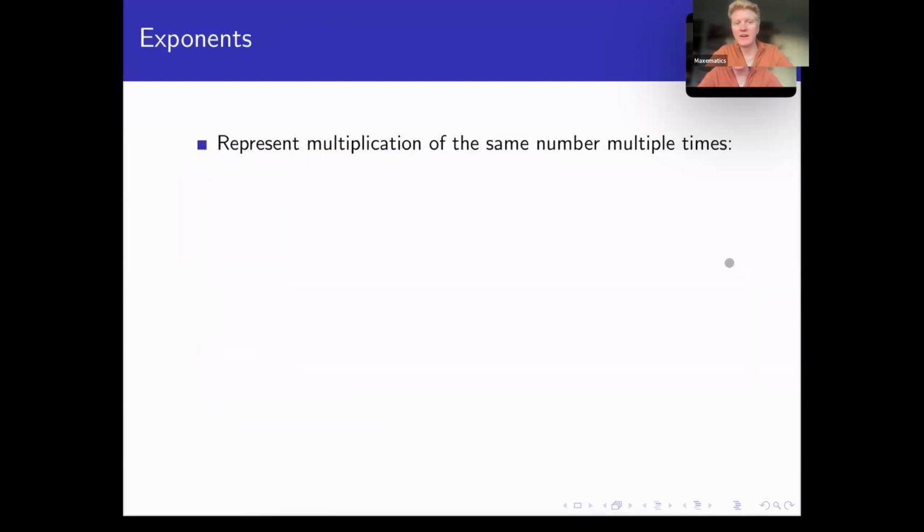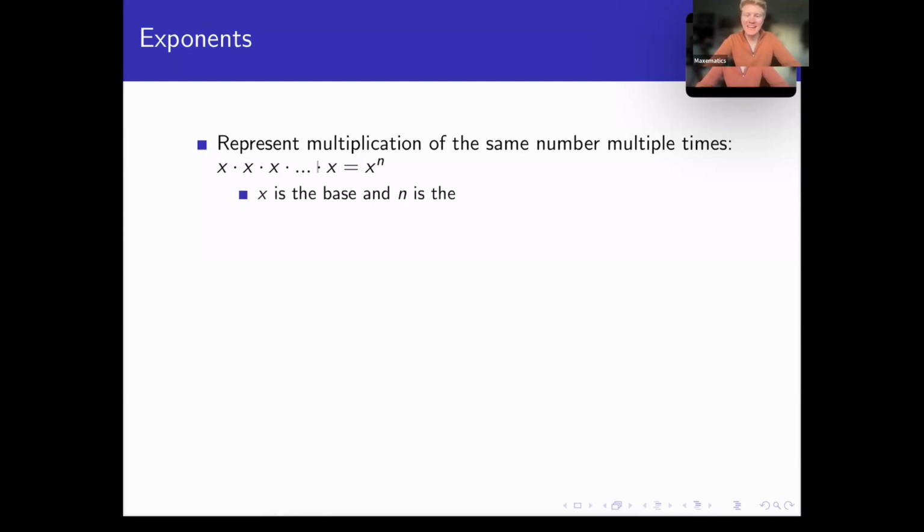Alrighty, exponents. In general, exponents represent multiplication of the same number multiple times. Okay, well, what we write is x times x times x times x so many times. And depending on how many times you do it, let's say that this happens n times, well, this would be x to the n. So if we have n of these x's, we say it is x to the n. X we say is the base, and n is the exponent.